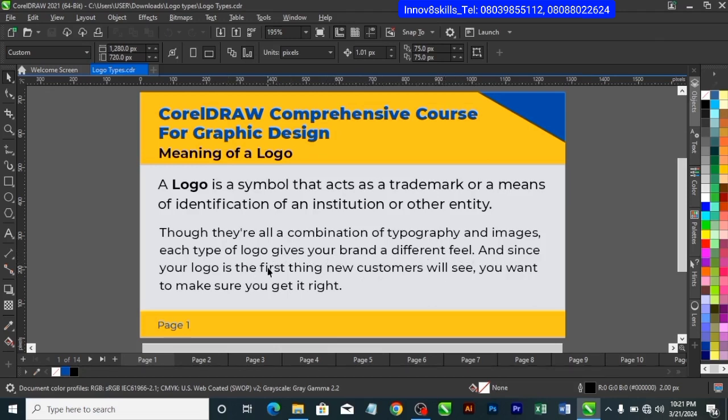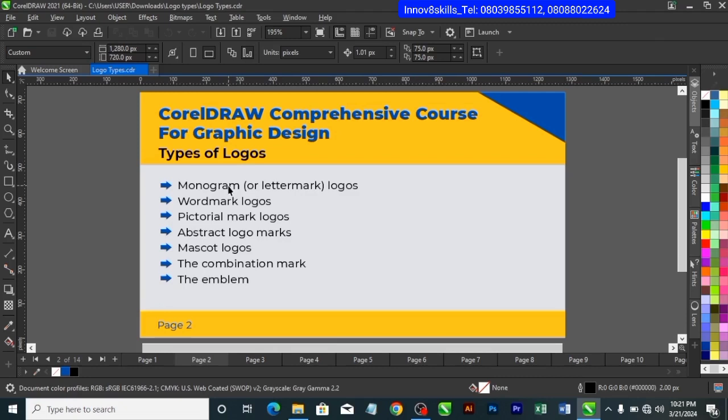Since your logo is the first thing new customers will see, you want to make sure you get it right. We have about 7 types, which are the monogram, the word mark, the pictorial mark, abstract logo, mascot, the combination mark, and emblem. So we'll be looking at them one after the other now.